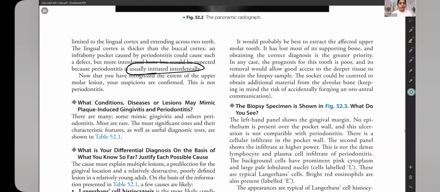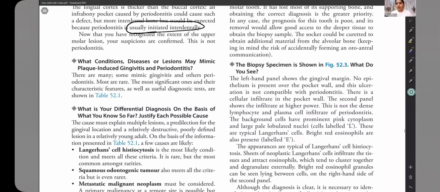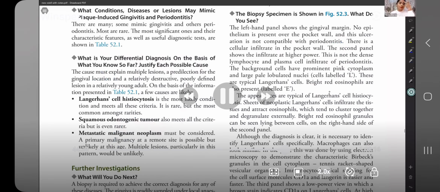So now that you have recognized the extent of the upper lesion, your suspicions are confirmed. This is not a true periodontitis, but rather some systemic disease having a periodontal manifestation. So what are the conditions which mimic plaque-induced gingivitis or periodontitis?